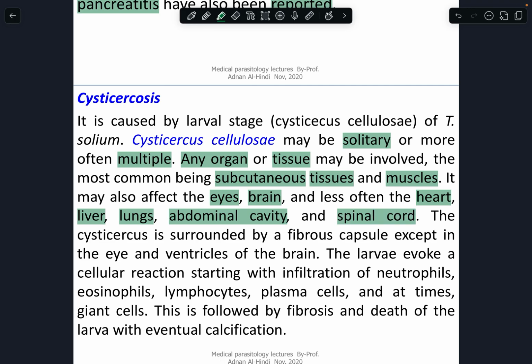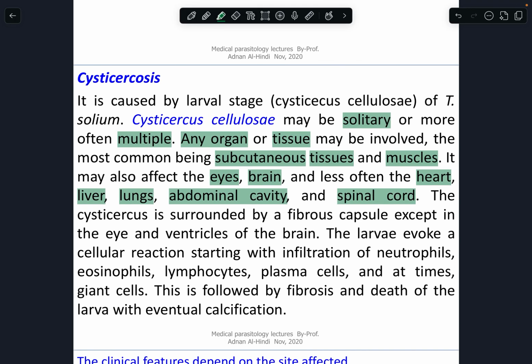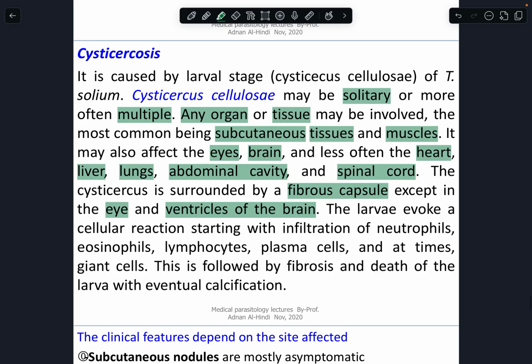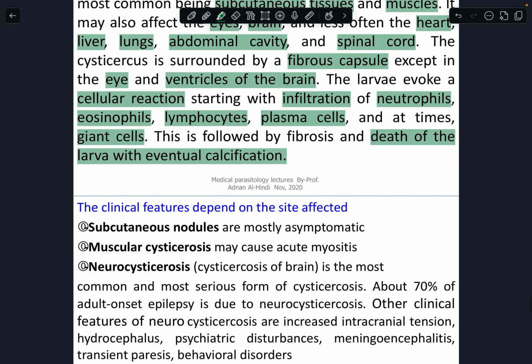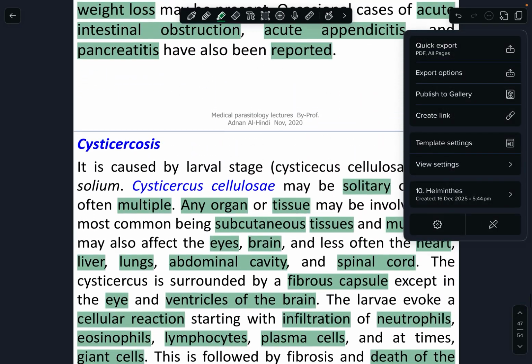and spinal cord. The cysticercus is surrounded by a fibrous capsule except in the eye and ventricles of the brain. The larva evokes a cellular reaction of neutrophils, eosinophils, lymphocytes, plasma cells, and at times giant cells. This is followed by fibrosis and death of the larva with eventual calcification when it reaches its dead end.